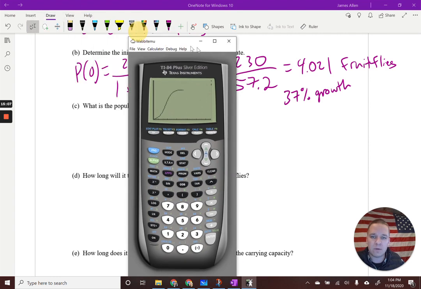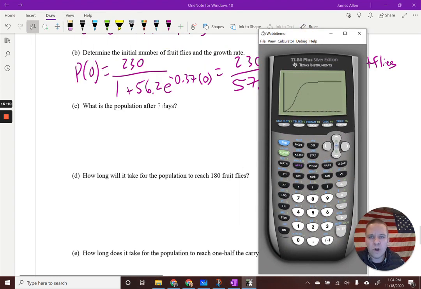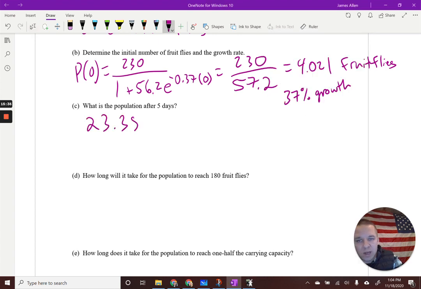And remember, we're going to be able to know what the population is after 5 days by just plugging in 5 for X, which is my T value. If I plug 5 in, or you could substitute it directly in for T, but I find this to be a little bit easier because if I'm going to use my calculator later, why not use it to do the substitution for me? So 23.382 when rounded, 23.382 fruit flies after 5 days. So roughly 23 fruit flies. You're not going to have a partial fruit fly.